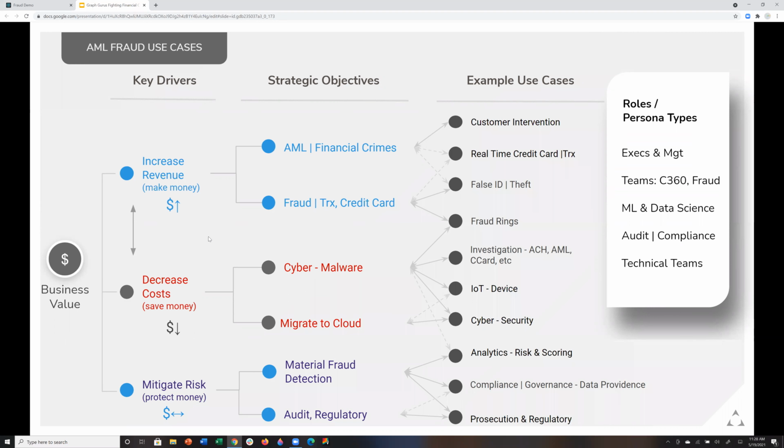In some cases, these cases will actually expand. So I may have a cyber case linked to an investigation on a credit card that may be part of an AML use case, right? And the point of this now is we have to interconnect in such a way where it's secure.